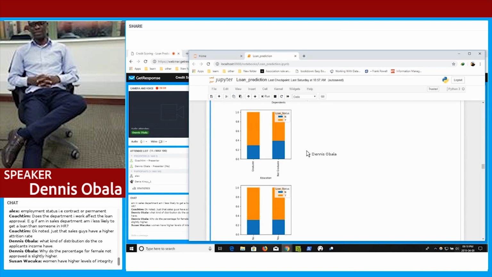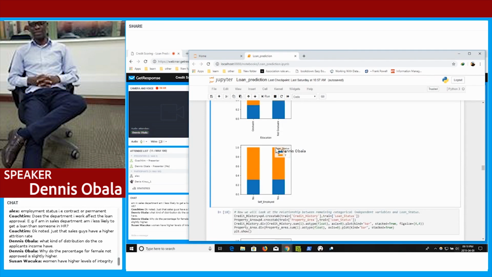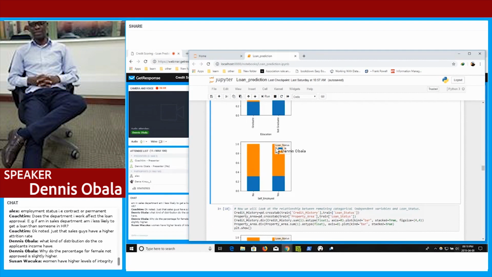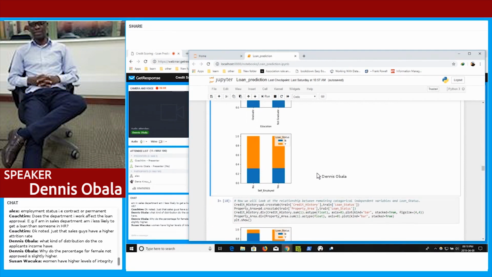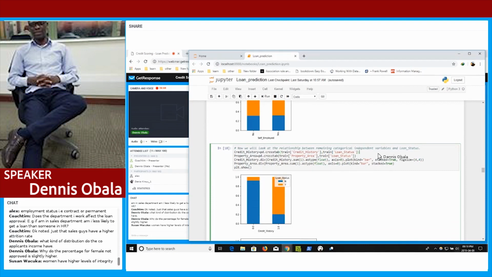So for graduates, those who have graduate degrees are more likely to be approved compared to those with no graduate degrees. Actually, this is one of the best tables, since we can clearly see it. Then self-employed: for our data, it doesn't really make any difference whether you're employed or self-employed.